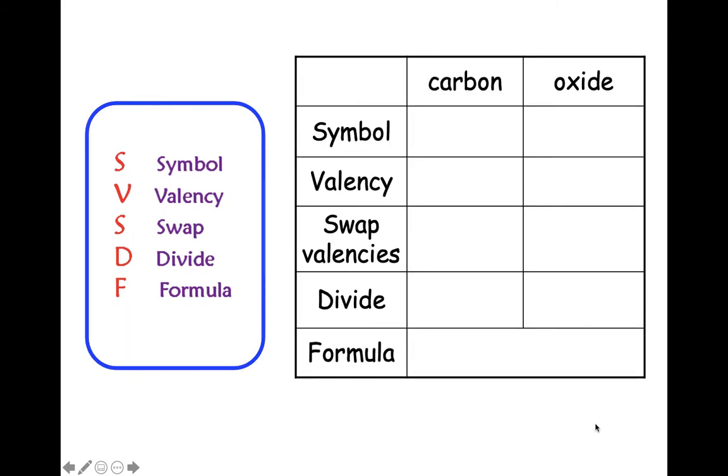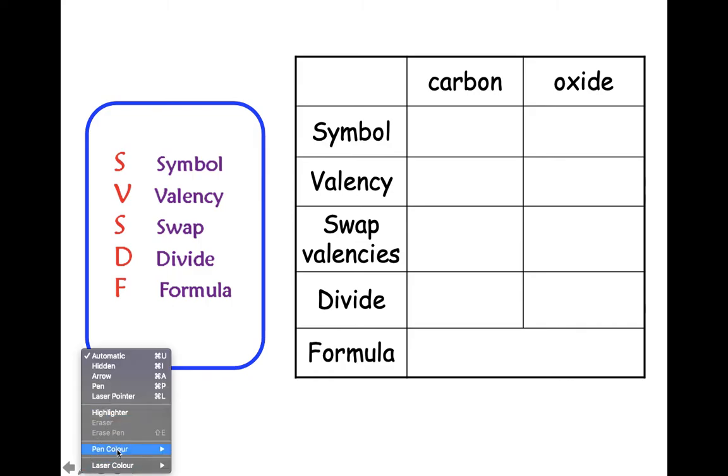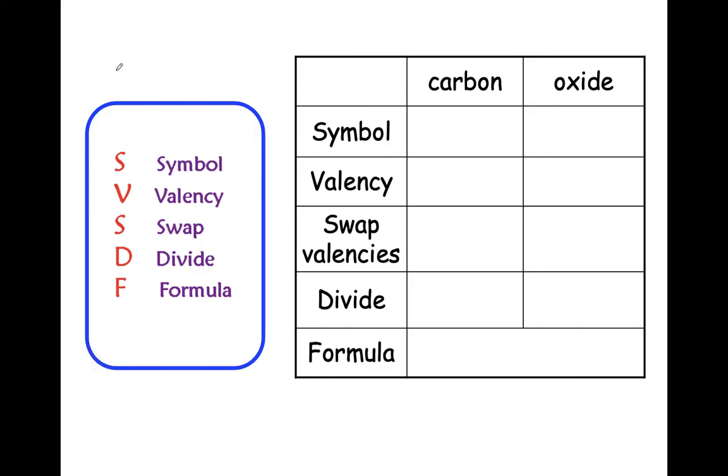So, say we had the compound carbon oxide. The very first thing that you would do is at the side write down SVSDF, and I promise you it will keep you right. So carbon oxide. We start with the symbols. The symbol for carbon is C. The symbol for oxygen is O. Now carbon is in group 4 of the periodic table, and we know that that means it has a valency of 4.